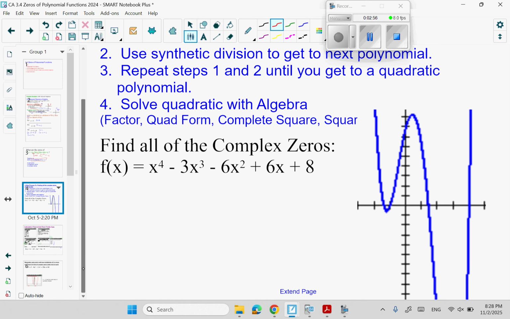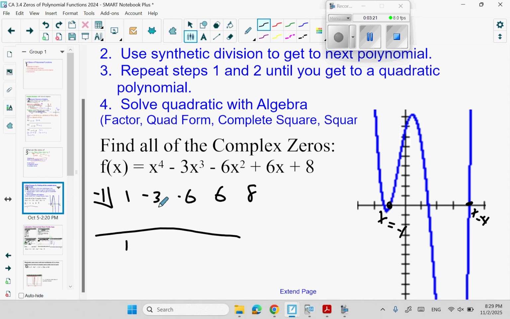Okay, four-step process. First, again, I would look for real zeros that are on there. So in this case, I'm going to use x equals negative 1. And if I need to, I can also use x equals 4. So I'm going to plug in negative 1 and synthetically divide. So 1, negative 3, negative 6, 6, and 8.